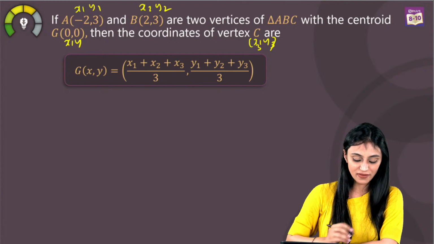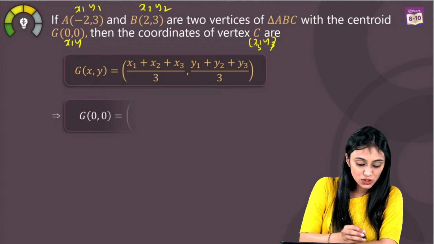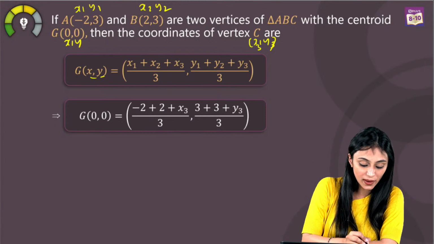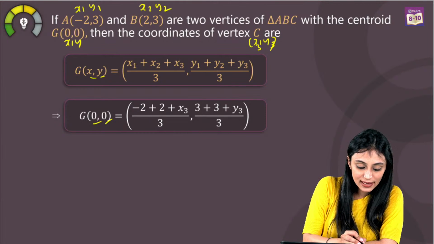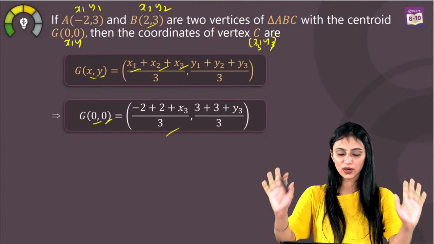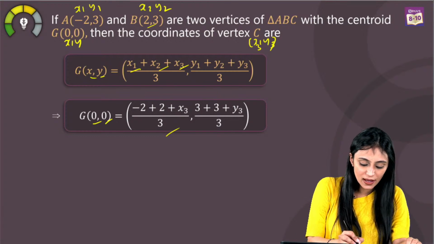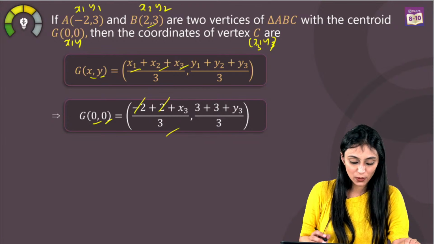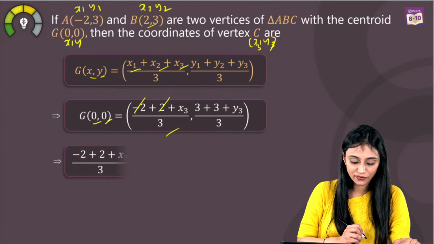Now let's substitute all the values that we have here. So x comma y, the coordinates of centroid are 0 comma 0. This is x1, that's minus 2, x2 is 2, and x3 will remain as it is by 3. Similarly, you put the coordinates of y. Let's just simplify this. Minus 2 plus 2 will get cancelled out, right? So what do we have here?